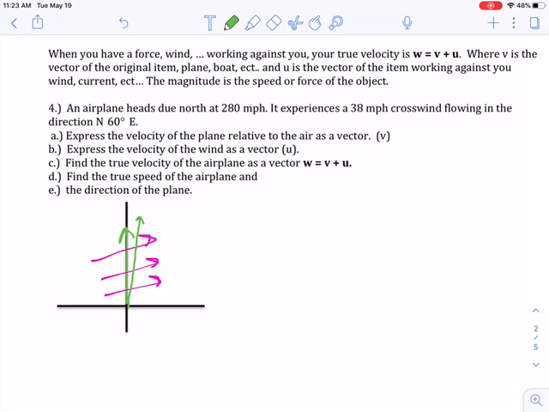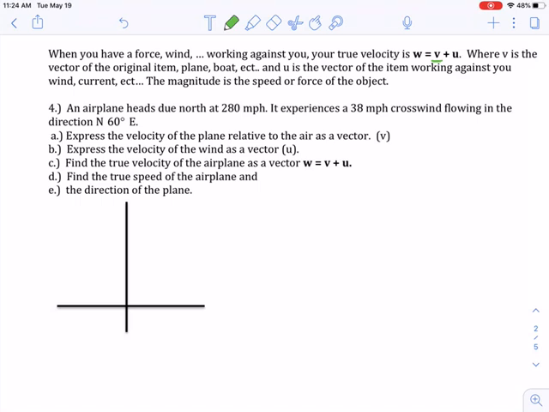So what we want to do today is come up with a vector for our airplane, come up with a vector for our wind, and add the two together to get our true velocity, true speed, and true direction of our airplane. If we want to find our true velocity, it's made up of two vectors. The first vector is the vector of the airplane, vector v.